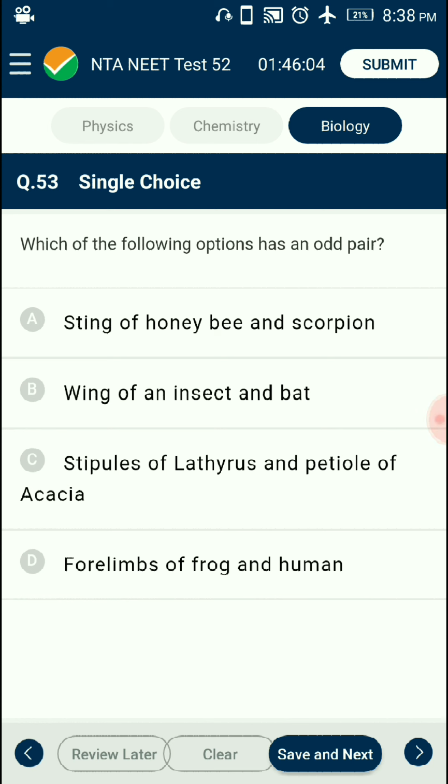Organs that are structurally different but similar in function are analogous organs, as opposed to organs that are structurally similar but different in function, which are called homologous organs. The forelimbs of frog and humans are structurally the same but perform different functions, hence they are homologous organs. So the answer for this question is option D. Forelimbs of frog and human. That is the odd pair.